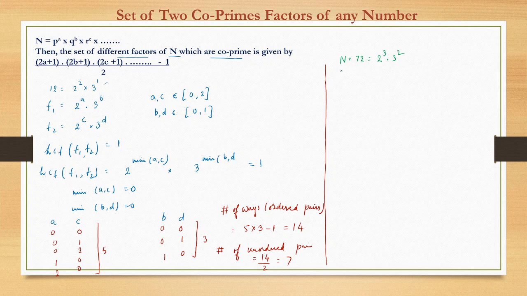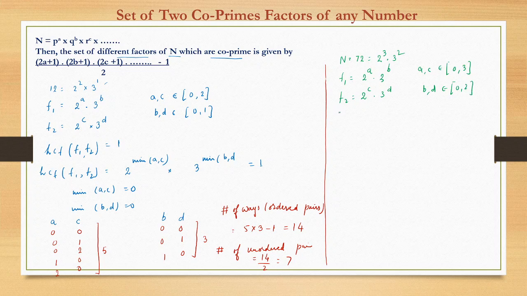So what would be the case here? Factors can be generically written as 2 raised to power a into 3 raised to power b, and the second factor can be 2 raised to power c into 3 raised to power d, where a comma c will take values from 0 to 3, since the index of 2 is 3 here, and b comma d will take values from 0 to 2.